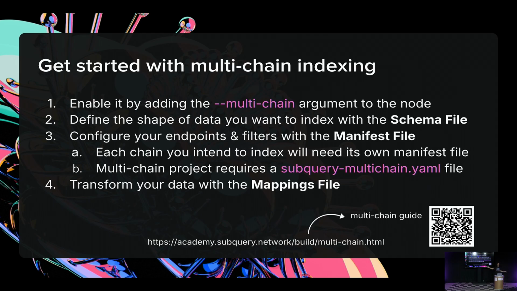If it's 10 chains, that will be 10 manifest files. And then also one SubQuery multi-chain YAML file, which is actually a reference to all those manifest files that you will have in the project, right? So it's a list of references. And that would be it.